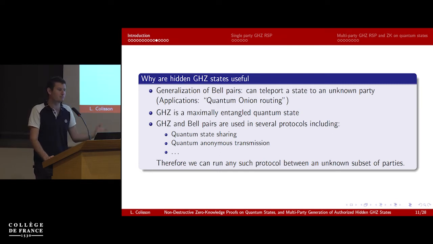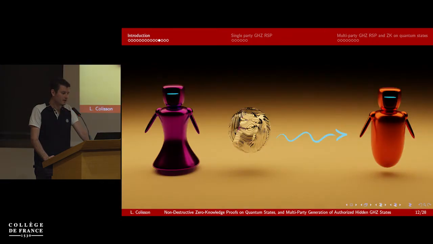And so it means that we will be able to run any protocol that uses GHZ or Bell pairs among an unknown subset of parties. So first, I mentioned before the remote state preparation protocol. So I will quickly introduce what the goal is.